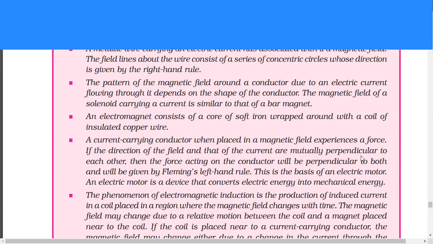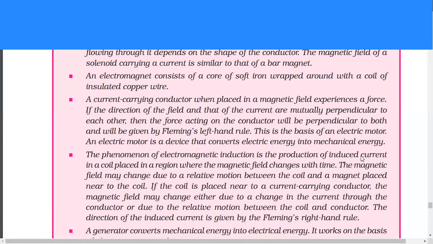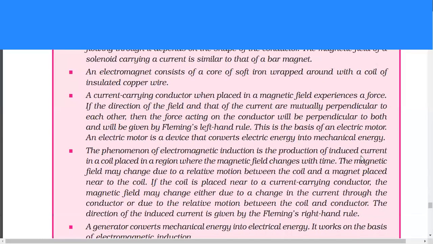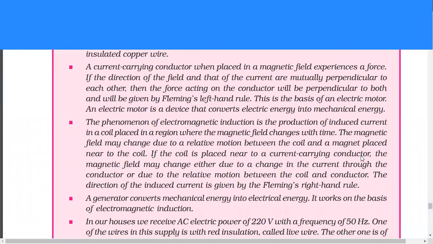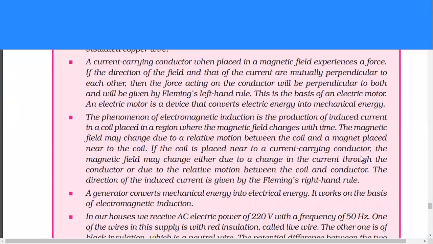The magnetic field of a solenoid carrying a current is similar to that of a bar magnet. An electromagnet consists of a core of soft iron wrapped around with a coil of insulated copper wire. A current-carrying conductor, when placed in a magnetic field, experiences a force.